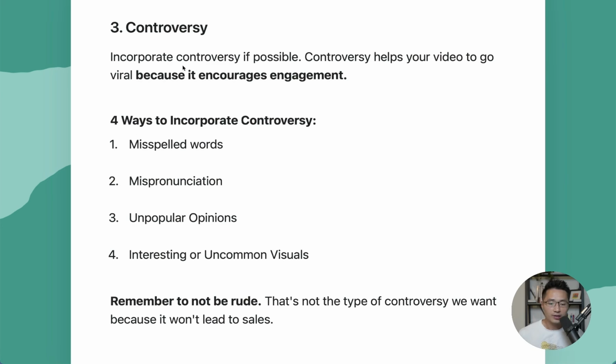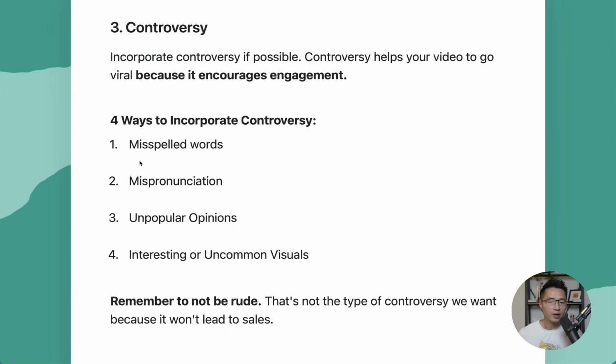So next we're going to talk about controversy. If you could incorporate controversy into your videos, it will be very effective in helping your video go viral because it encourages engagement. And the more people actually engage with your video, like they like it or comment, it only helps your chance of your video going more viral. So here are the 4 ways that you could use to incorporate more controversy.